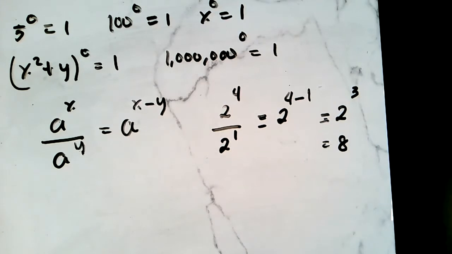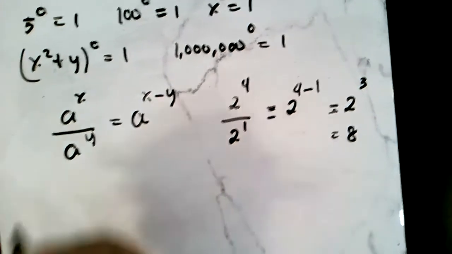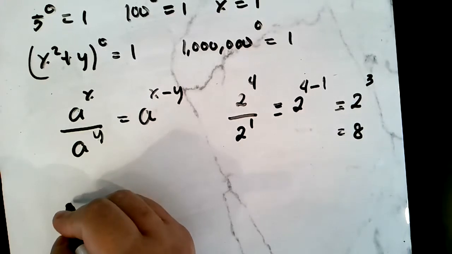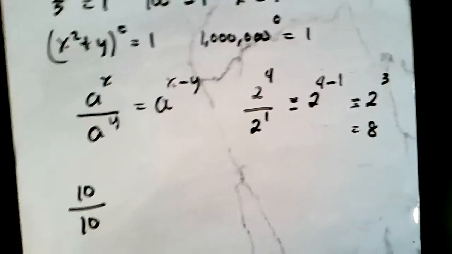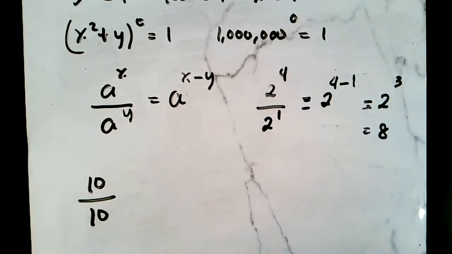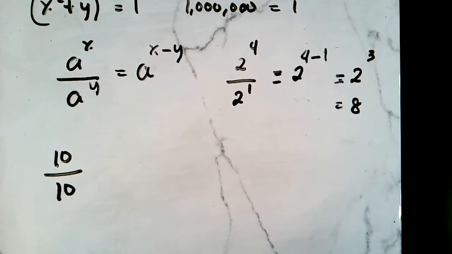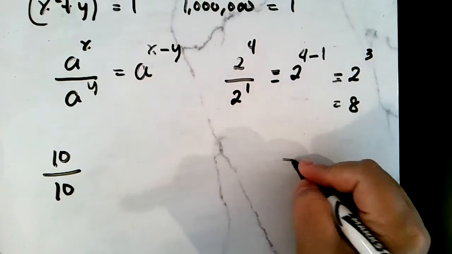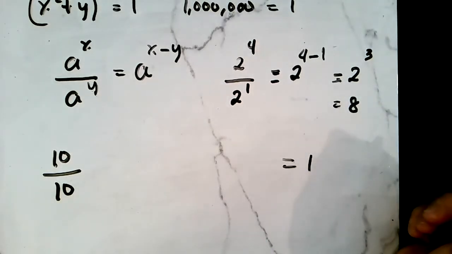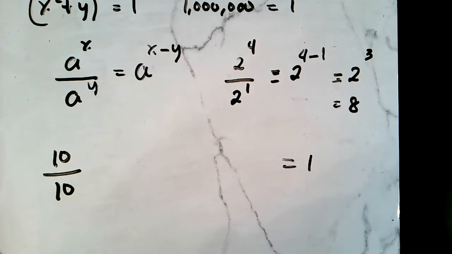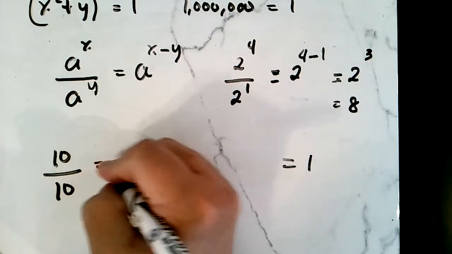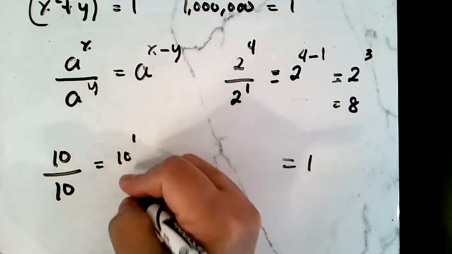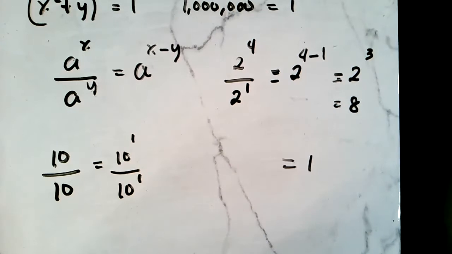Now, why is any number raised to the power of 0 equal to 1? How can that be? Let's have an example right here. Let's say 10 divided by 10. How much would that be? I'm sure in your mind you would say it's equal to 1. That's pretty basic, we know that is equal to 1. But with the law of exponents, 10 over 10 can be rewritten as 10 to the 1st over 10 to the 1st.